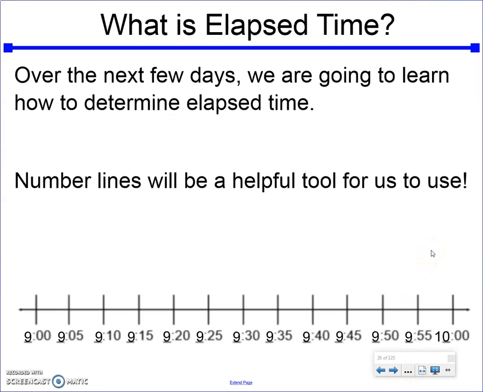Over the next few days, we're going to learn how to determine elapsed time. Number lines will be a very helpful tool for us to use. While it is possible to determine elapsed time by just thinking about it in your brain, or by using other tools as well, the helpful tool that we're going to learn how to use to determine elapsed time will be a number line, like this one.